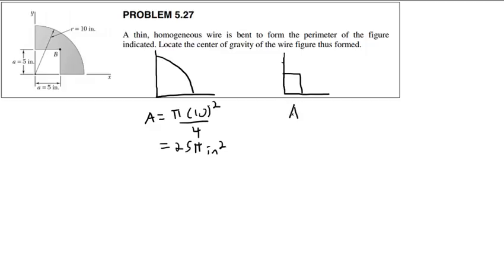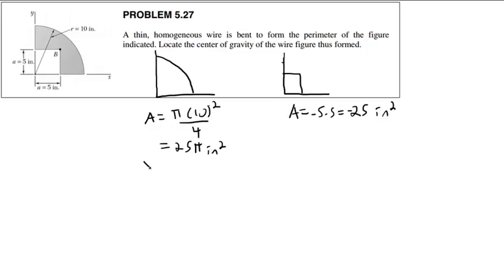The area is going to be simply base times height, or it's a square, so just 5 times 5 equals 25 inches squared. However, I'm going to say this thing has a negative area. This is a hole in the shape. So I'm going to do the same calculation I've done before, except with a negative area.